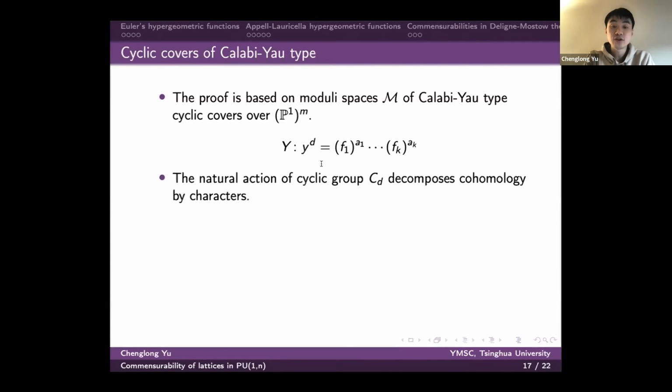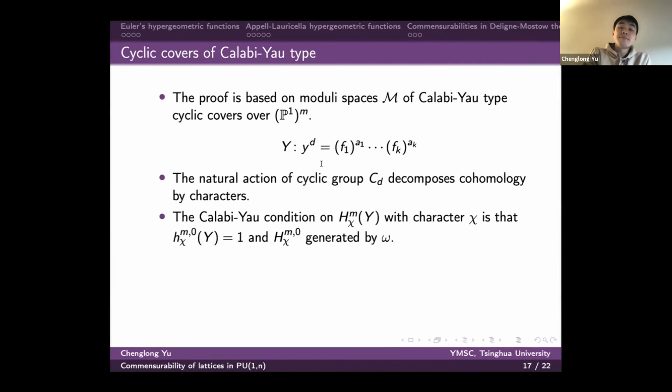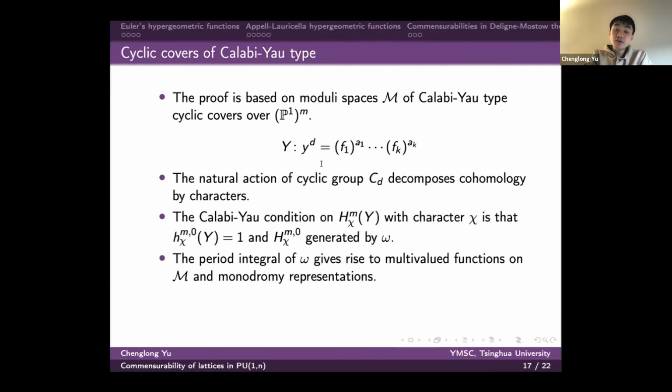We have a cyclic group action on the coordinate y. The natural action will decompose the cohomology of Y by characters. So what do we mean by the Calabi-Yau condition? We decompose the cohomology according to character. Let's take the tautological character chi, and we have the middle dimensional cohomology Hm of Y corresponding to chi. The Calabi-Yau condition is that the Hodge number h^{m,0} is equal to 1, and the Hodge filtration F^m H^m_chi is generated by some differential form omega. Similar to the period integral on P1, we can also study the period integral of omega. Now it's a higher dimension.